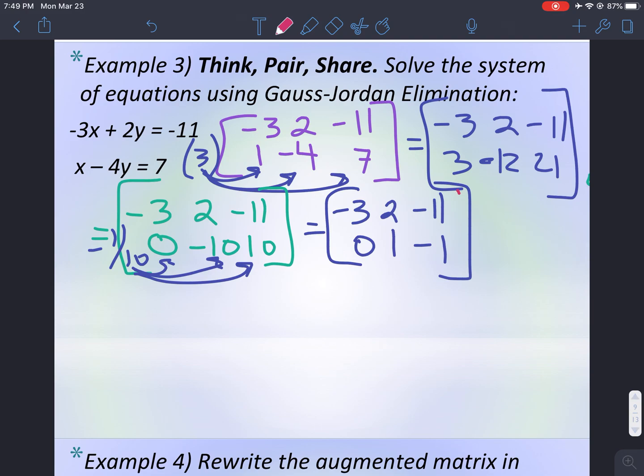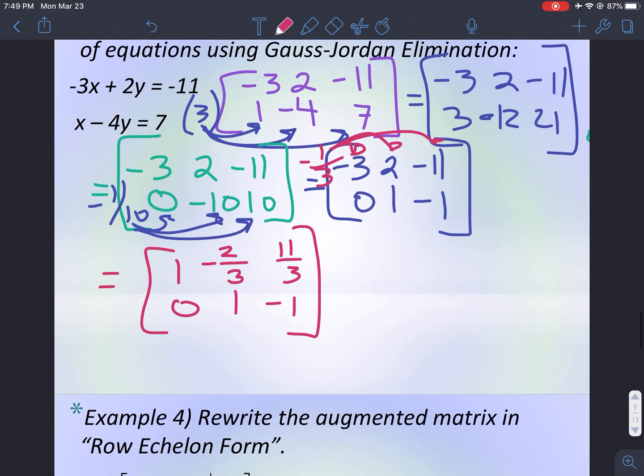All right, now what can I do to this top row? Maybe I can multiply by negative 1/3. I'll have 1, negative 2/3, 11/3, 0, 1, negative 1. This particular matrix right here is in row echelon form. The diagonal is 1s, and there's a 0 underneath it. But we want reduced row echelon form.